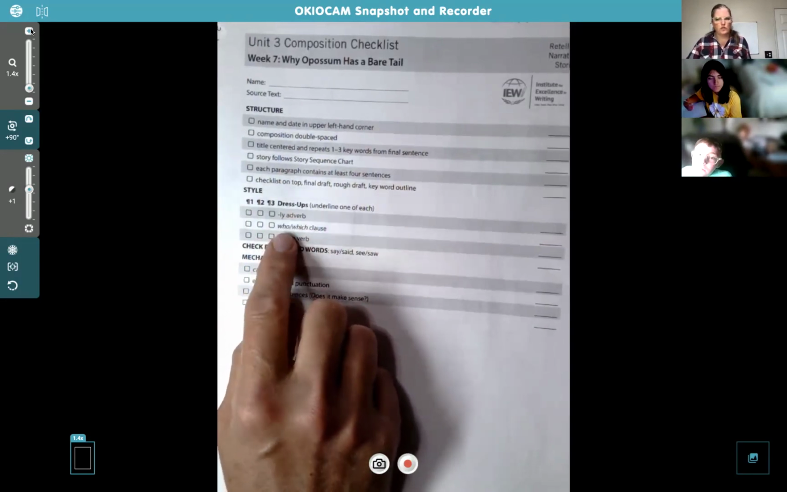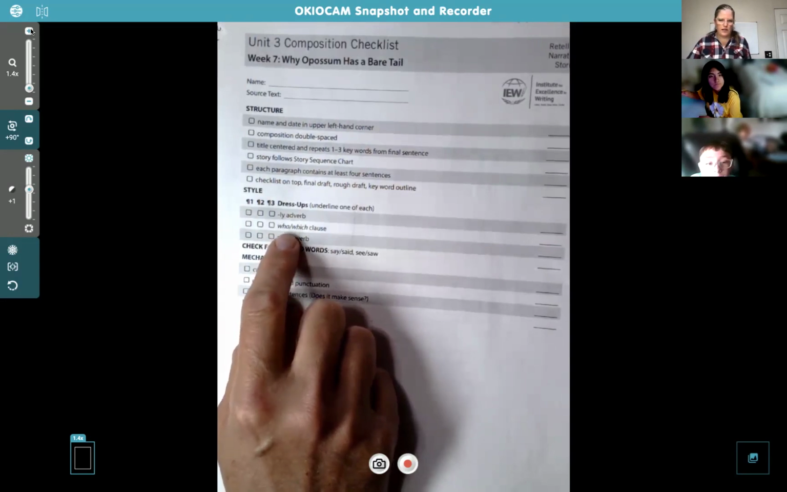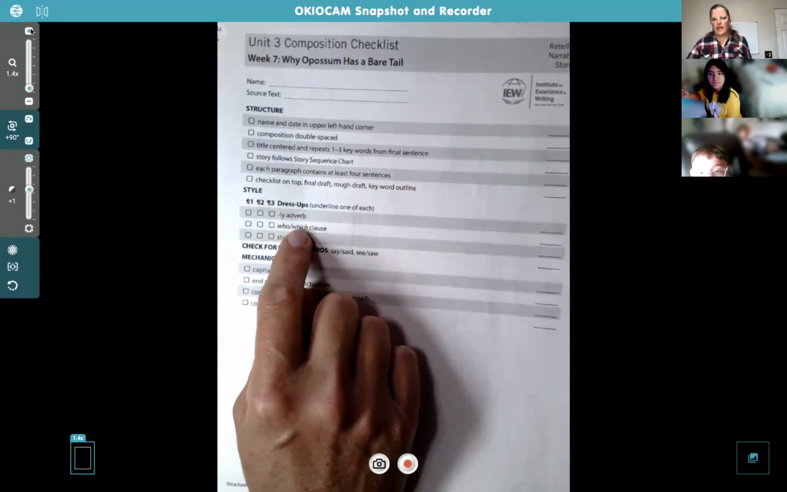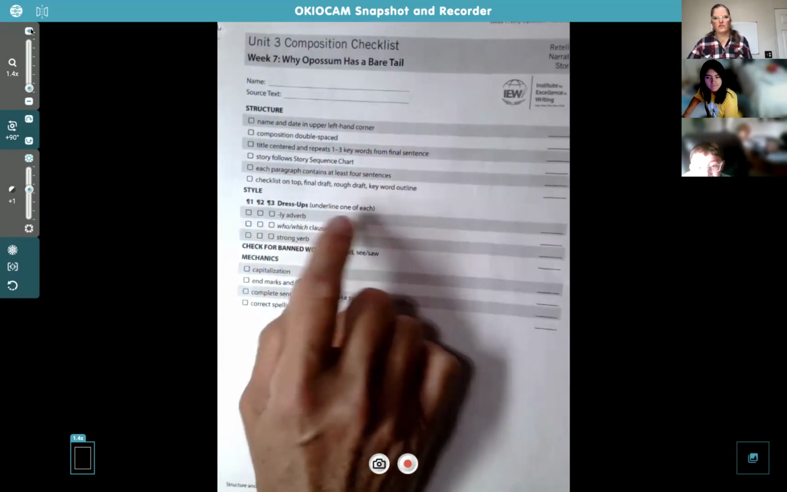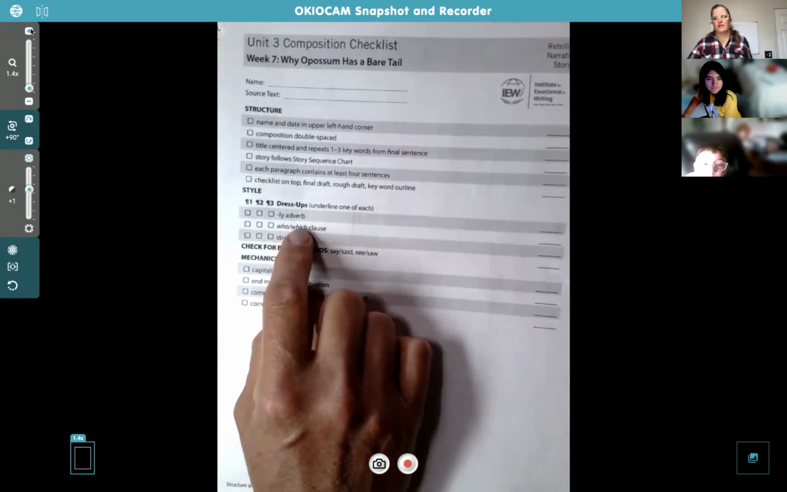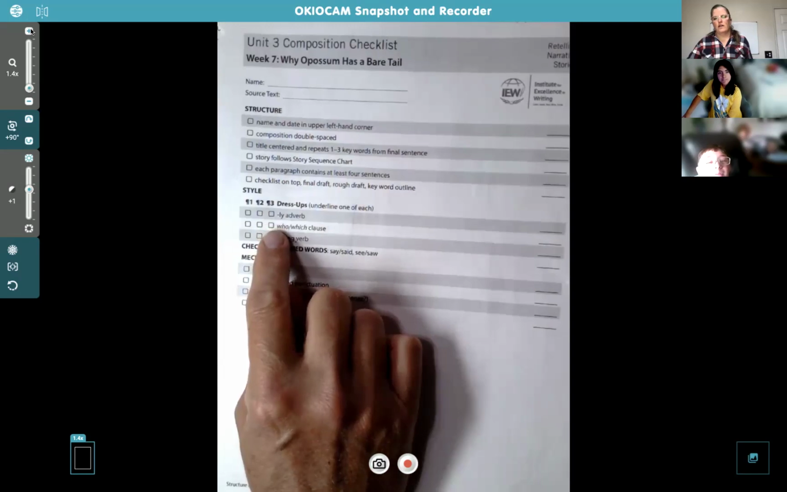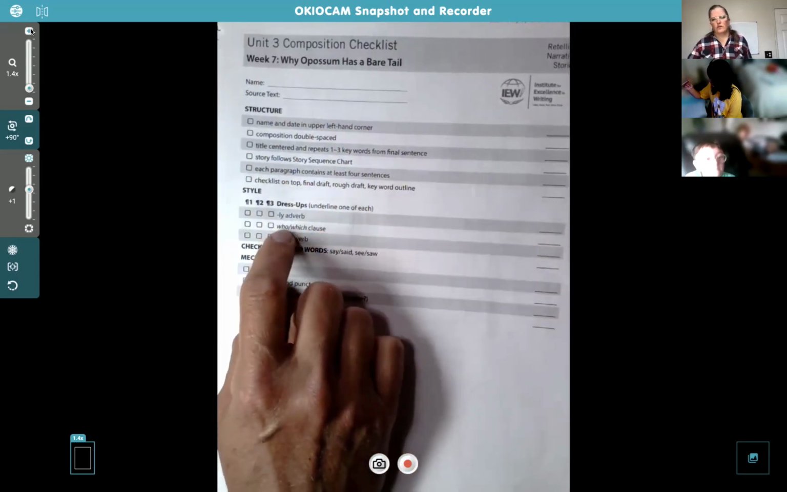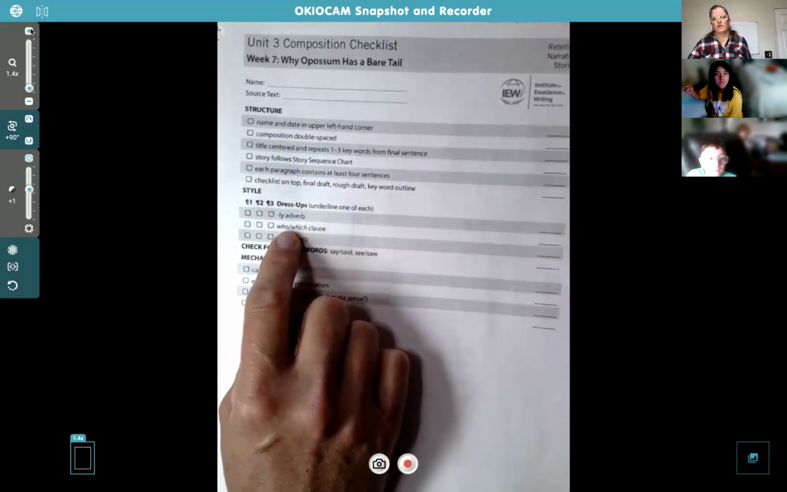Remember, you use who when you're talking about the character, and which if you're talking about the thing. So if you're talking about the tail which caught on fire, that's when you would use which, okay? But if you're talking about the raccoon who played a mean trick, you're going to use who. Does that make sense, Amber?